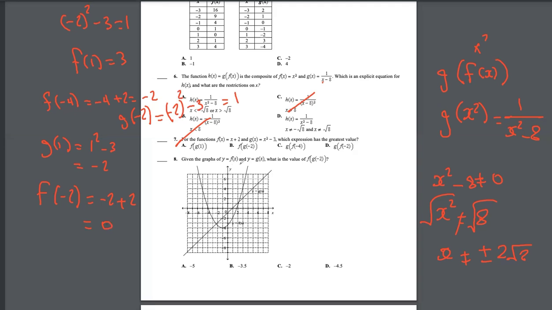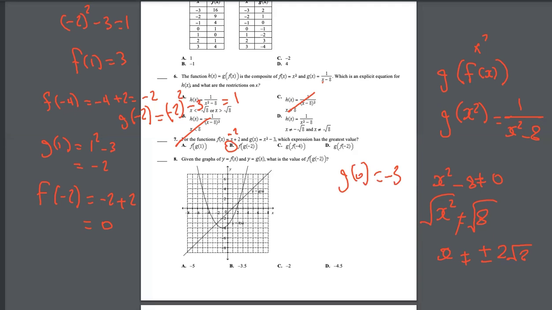So still b is bigger. And this is f of negative 2. So f of negative 2, you just put in the negative 2 in the f. If you put in negative 2 for the x in the f of x, that will give me 0. So this will become g of 0. And if I put in 0 here, 0 squared is 0, minus 3 will give me negative 3. So b is the right answer.